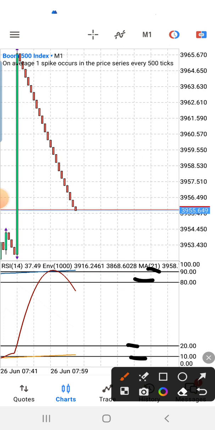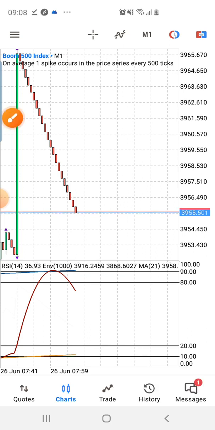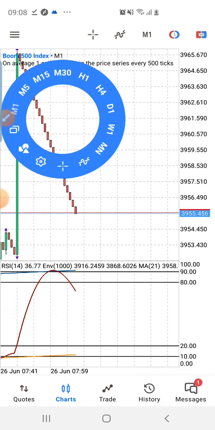Okay, so if you look, I also have something like ox blood, or I don't know the color right there, that is my moving average. Then I have a blue line up here, that's my envelopes, and the envelopes also is the orange line down here. I'm still going to share the settings with you guys, but look at how it works.